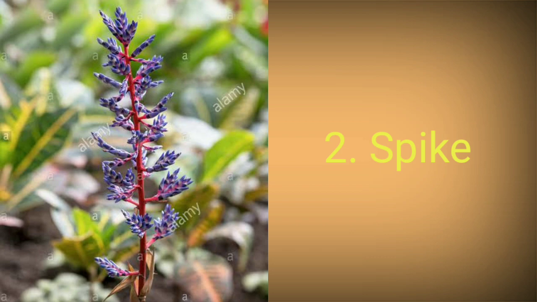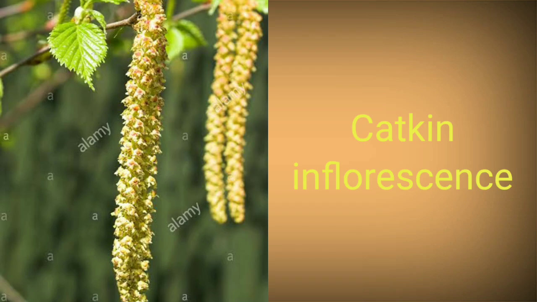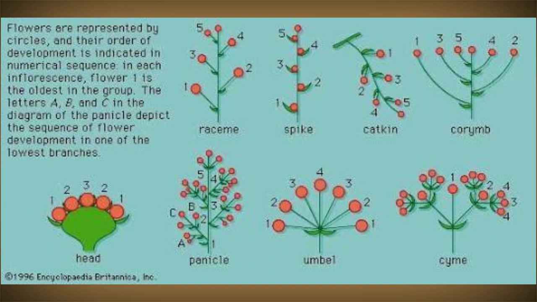Then next comes the catkin. Now catkin is a pendulous spike. That means it hangs like a pendulum. It is not from an erect axis. Here the flowers develop from the axillary position of the stem and hang downward, and therefore this is called a pendulous spike, and it consists of small unisexual flowers, as for example in mulberry.